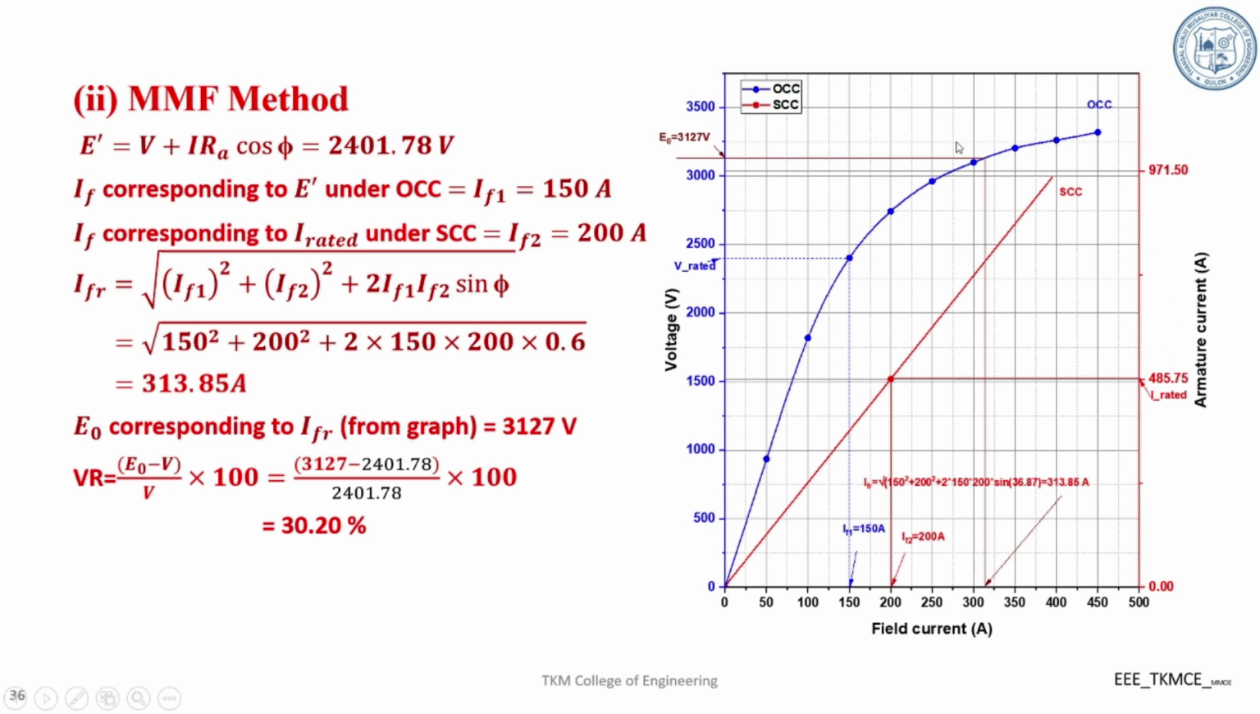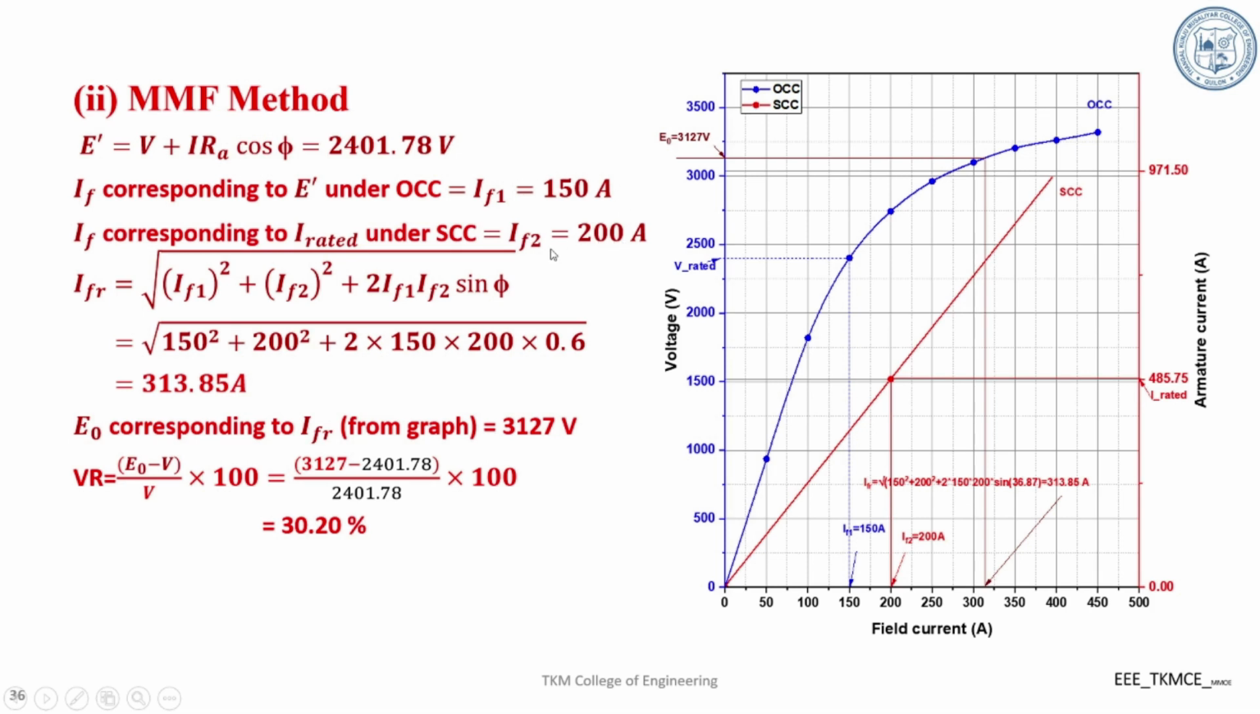Then after plotting OCC and short circuit characteristics, we need to calculate E dash using this expression, V plus I RA cos phi, and E dash is obtained as 2401.78 volt. Then corresponding to E dash, we need to find out IF1 from OCC. IF1 is obtained as 150 ampere. Then we need to find out IF2, that is already given as 200 ampere, the field current required to circulate rated armature current under short circuit condition. So IF1 is 150 ampere and IF2 is 200 ampere.